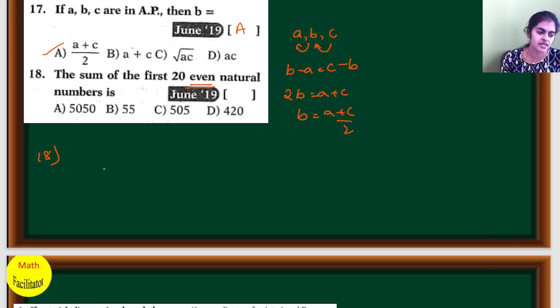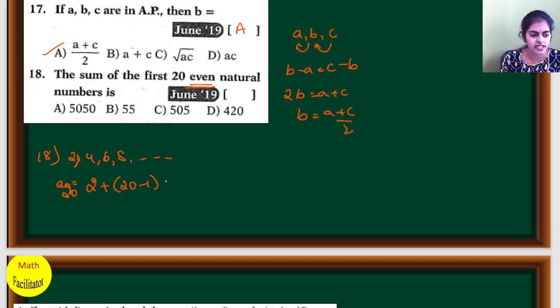So firstly we have to form the AP. For the first 20 even natural numbers, the first number is 2, then it is 4, 6, 8 and so on. You want 20 even natural numbers. So an will be how much? You have to find the value of a20. So it is a plus n minus 1, 20 minus 1, into d, which is 2. So it is 2 plus 19 into 2, so it is 38 plus 2, it is 40. So 40 is the last number. Okay, these are the first 20 even natural numbers.